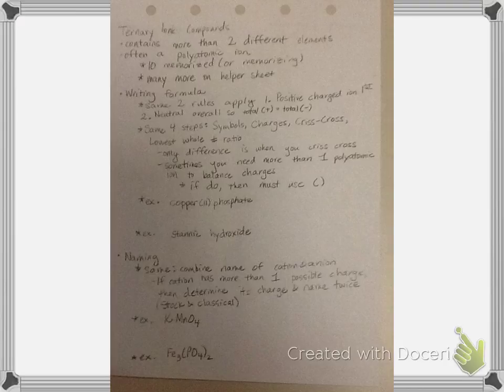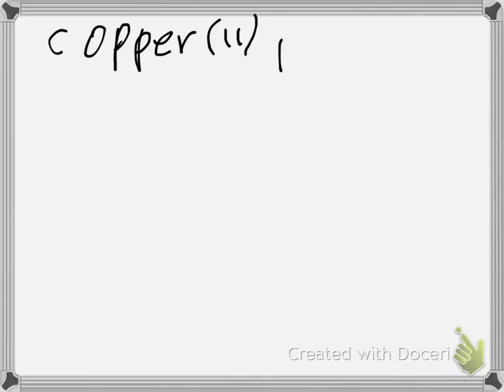So let's take a look at this first example of copper(II) phosphate. Sometimes this is not super cooperative. So, again, is this an ionic or molecular compound?